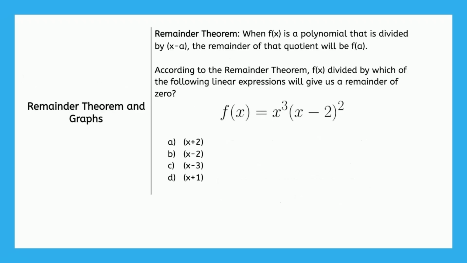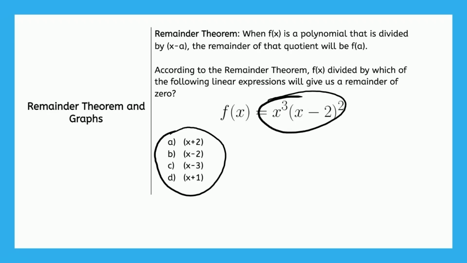Next one. According to the remainder theorem, f of x divided by which of the following linear expressions will give us a remainder of 0? Although we discussed a lot of theory in the remainder theorem and graphs video, we know that the correct answer here is going to be the answer that is a factor of our original function, which is, in this case, option B, x minus 2.